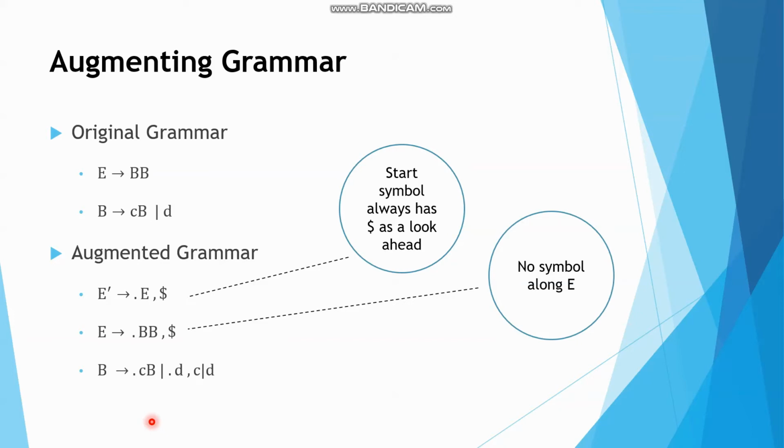Now if you take a look at the third production of the grammar, you will see that the look ahead here is C or D. That is because the first non-terminal B is being followed by another non-terminal which is also B. In such a case, we will take the first of the second non-terminal, which is B in this case, and the first is C or D as the look ahead of the production. That is why the third production has C or D as its look ahead.